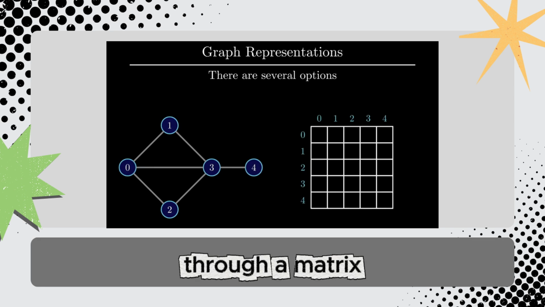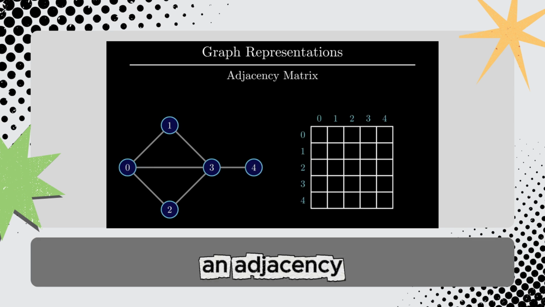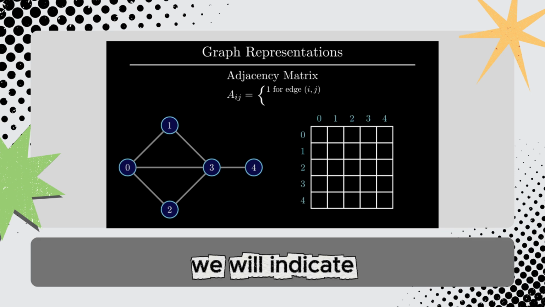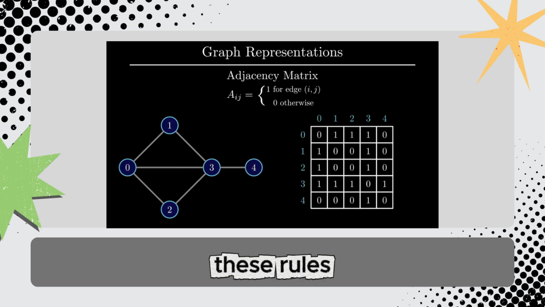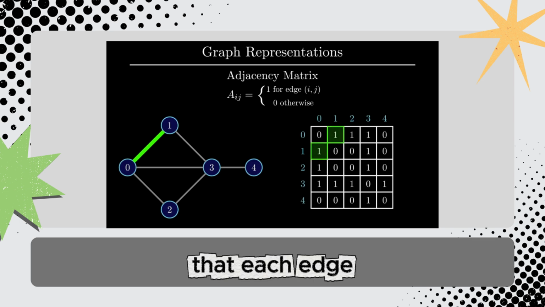which we formally call an adjacency matrix. The rules for creating this matrix are fairly intuitive. If an edge between node i and j exists, we will indicate this with an entry 1 in our matrix. Otherwise, the entry will be 0. Following these rules, this is what our adjacency matrix looks like for this graph. Notice that each edge creates two entries since this is an undirected graph. Make sure you take a moment to understand the mapping we had here.